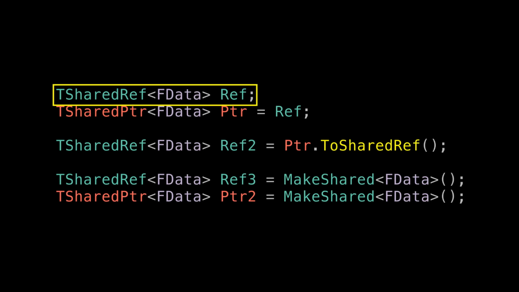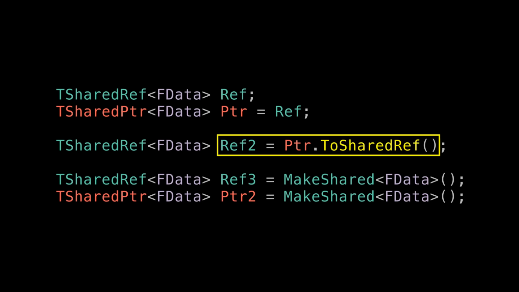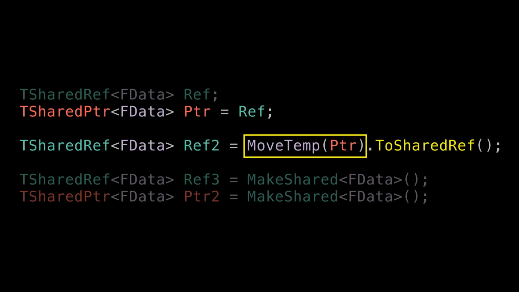On the next line, we are copying our shared ref into our shared pointer, so we increase our ref count. On the next line, we convert our pointer back to shared ref. This calls the const ref qualified version of toSharedRef. But we can call the R-value ref qualified version by moving the pointer before calling the method. MoveTemp is Unreal's version of std::move.